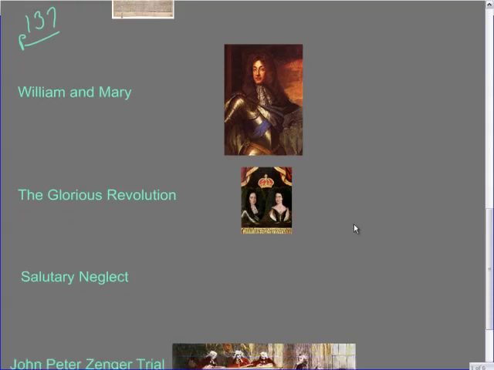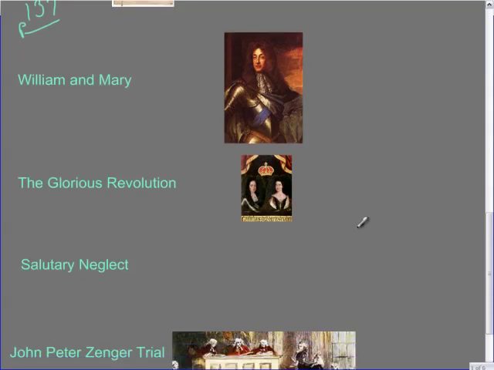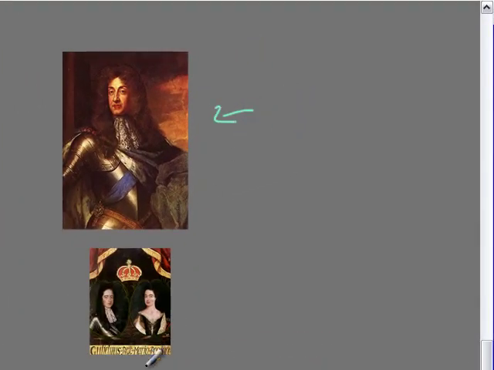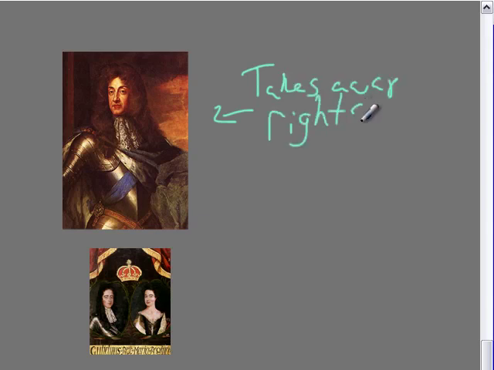And then as we get later on into history, some of those rights are taken away. We have King James here, who is in power. He takes away a lot of rights. So King James takes away a lot of rights, not only in England but also in the colonies.